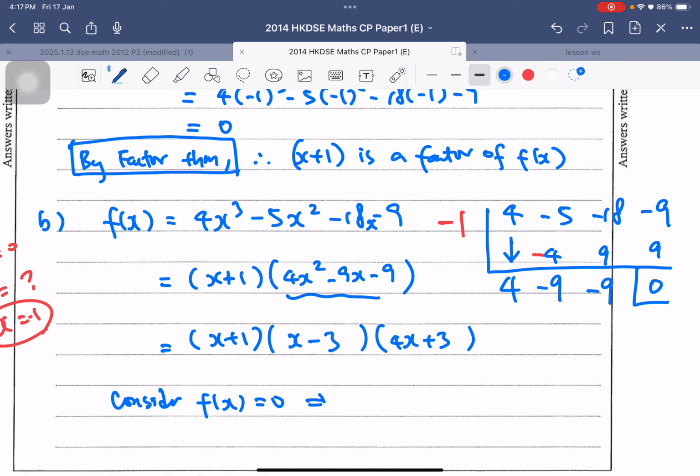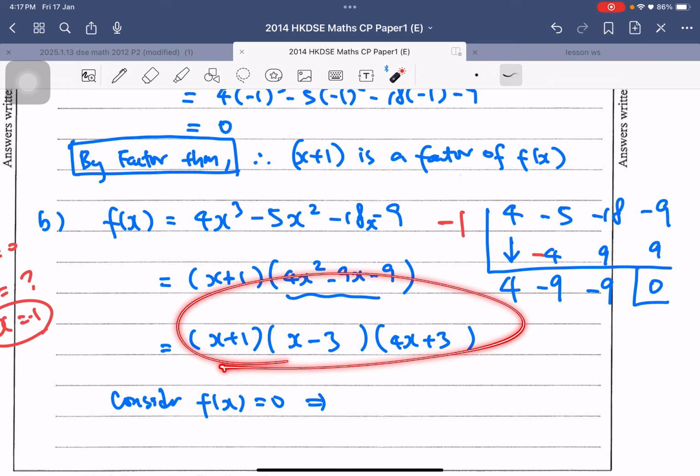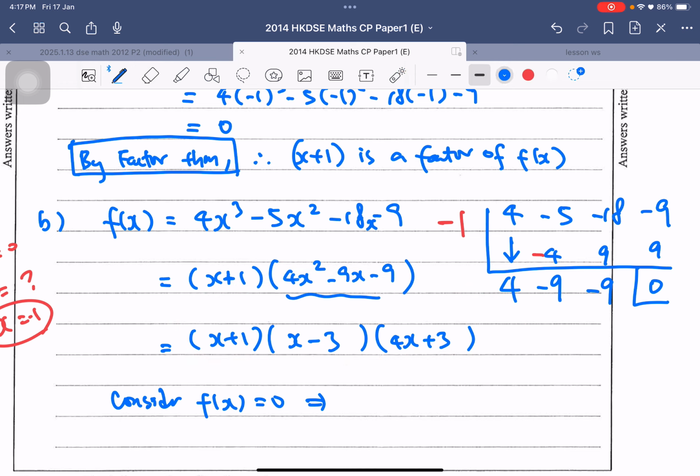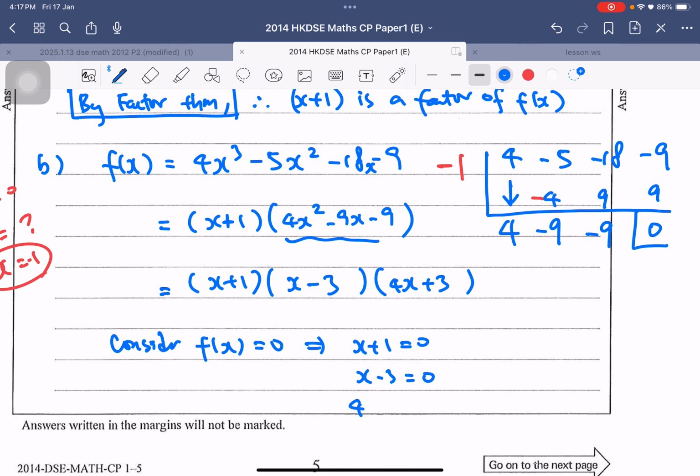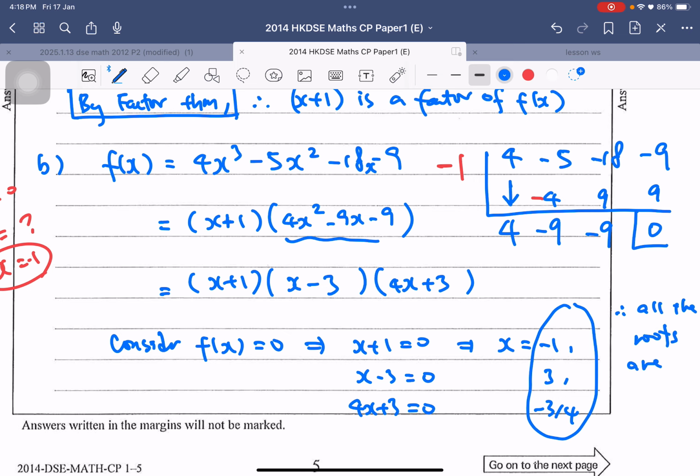Then we have when three things times together equal to 0, then each of them must be equal to 0. So we have x plus 1 equal to 0, x minus 3 equal to 0, and then 4x plus 3 equal to 0. Then we have x is equal to negative 1, 3, and what, John Woo? Negative 3 over 4. So are these three numbers rational or not rational? Rational. So all the roots are rational. So I agree. So you agree with the claim.